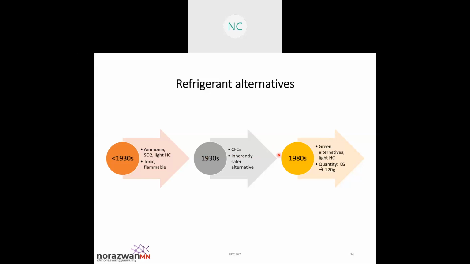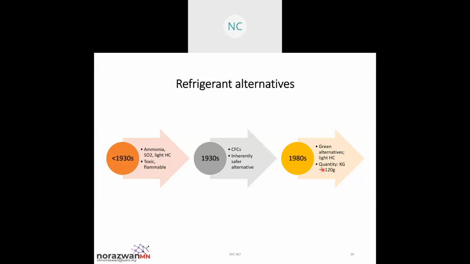So one of the solutions is using light hydrocarbon. If you remember, light hydrocarbon was also used in the early 1930s. But during this time, the light hydrocarbon was reduced. So light hydrocarbon was replaced by CFC, but later on CFC was replaced back by light hydrocarbon. But during this time, the light hydrocarbon has been minimized, from 1 kg or 2 or 3 kgs to only 120 gram.